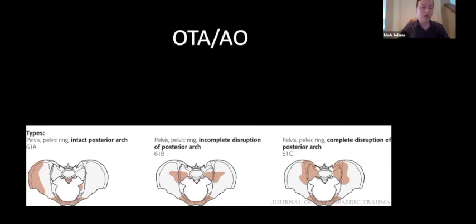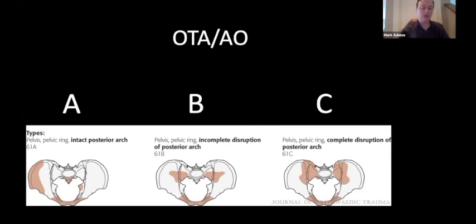Now, the OTA-AO classification takes a more anatomic approach to the pelvic ring injury, but also includes reference to the type of instability pattern, like in the Tile classification, and labels certain examples with the corresponding category in the Young and Burgess classification. A types have an intact posterior arch, B types have an incomplete disruption of the posterior arch, and C types are complete. Thus, there is an increasing amount of instability through the classification.